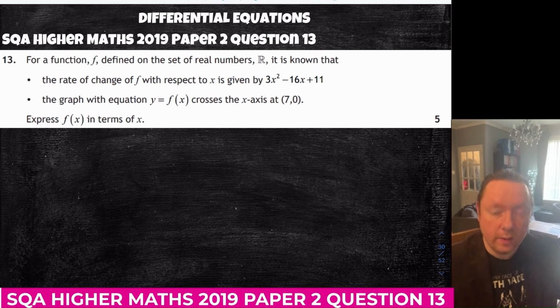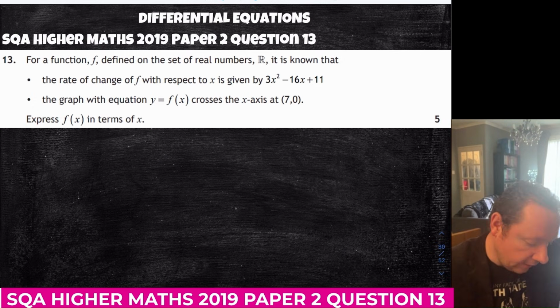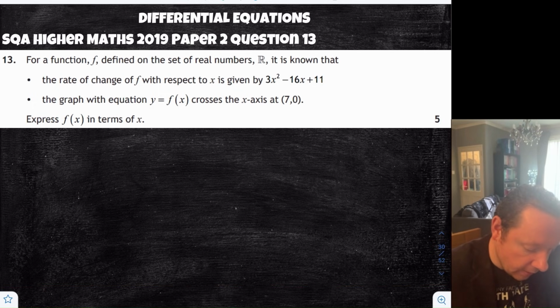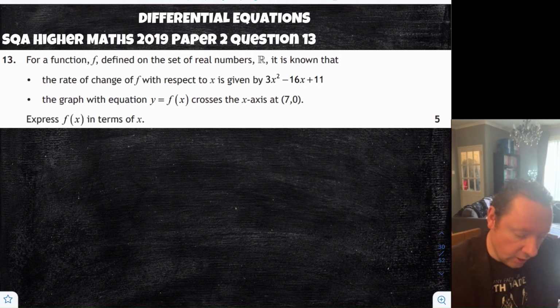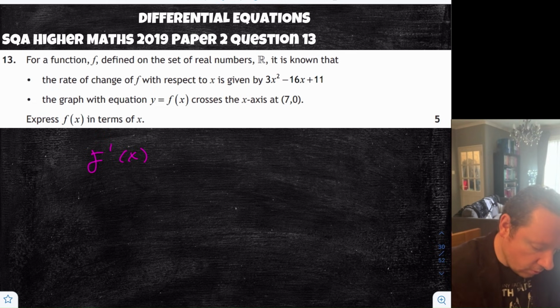Equations, SQA Higher Maths 2019, Paper 2, Question 13. A function f is defined on a set of real numbers. It is shown that the rate of change of f with respect to x is given by this equation. The graph of y equals f of x crosses the x-axis at (7, 0). Express f of x in terms of x. This question, I suppose, is asking you do you know what rate of change is? Well, rate of change means differentiation. So we know that f dash x equals 3x squared minus 16x plus 11. So that means that f of x is the integral of this.